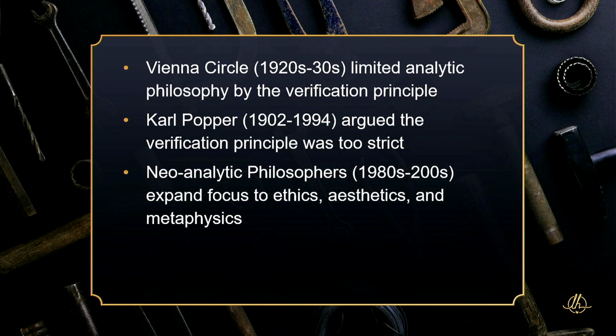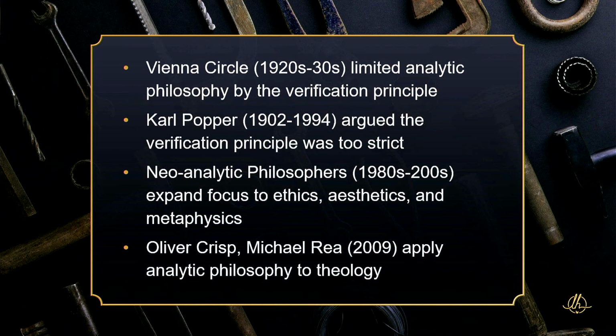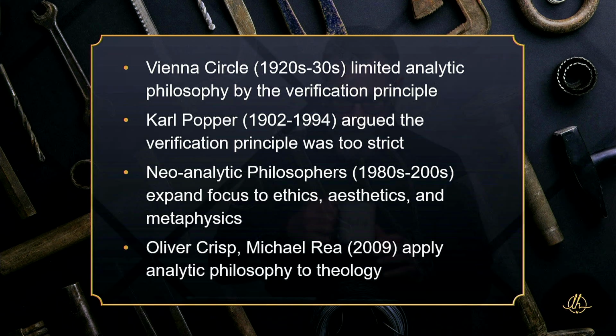Then we finally get the neo-analytic philosophers of the 1980s, 90s, and 2000s, Parfit, Nehemiah, Lewis, and Williams. They shifted away from just focusing on science, and they applied analytic philosophy to ethics, aesthetics, and metaphysics, which in my opinion is where it gets exciting. Which then leads us back to where we started with Oliver Crisp and Michael Rea, who said, hey, let's apply analytic philosophy to theology and see what happens. And that is how analytic theology was born. It was an outgrowth of analytic philosophy.